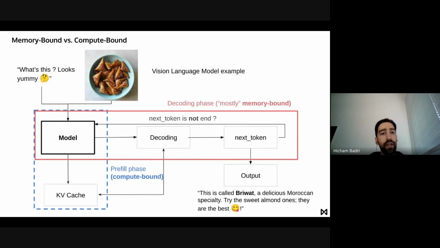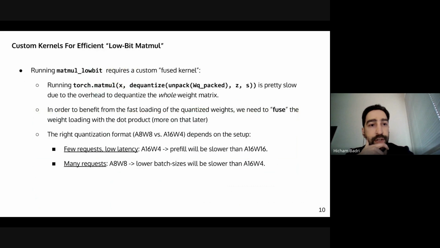All right. Any other question? Just regarding this part, the introduction and memory bound, compute bound, this A16W4 versus dynamic quantization. If it's not clear, I'm happy to clarify it again. All right. So if there's no question, I think we can move on.